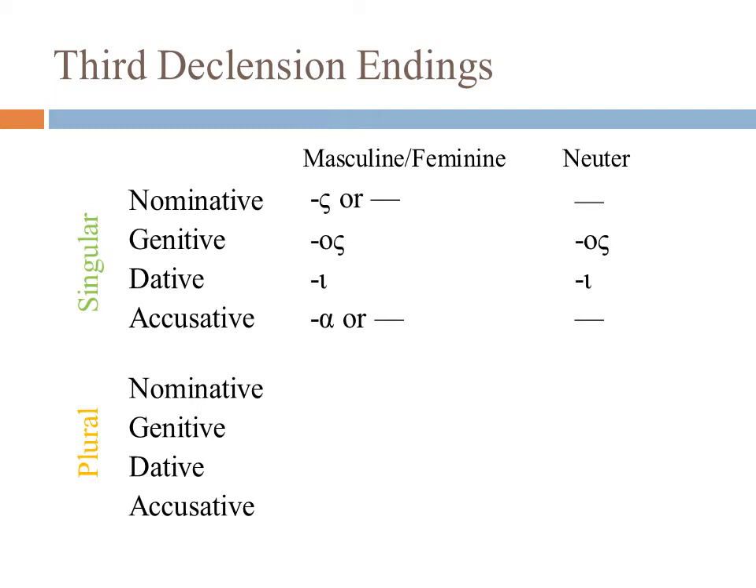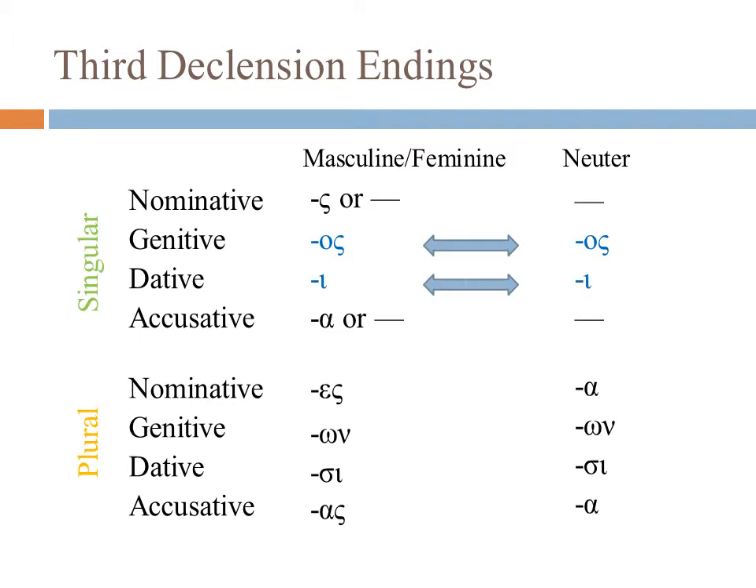The nominative plural, masculine and feminine, is an epsilon sigma. The neuter is always an alpha. The genitive is always own, genitive plural. The dative, masculine and feminine, is a sigma iota. The neuter is obviously a sigma iota. And the accusative, masculine and feminine, is alpha sigma. Neuter, alpha. Nominative and accusative are always the same.